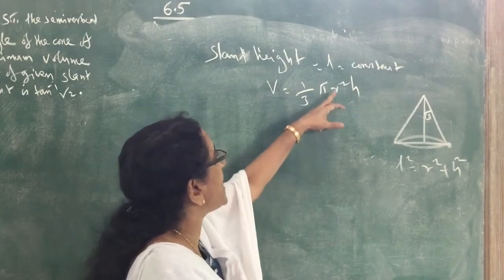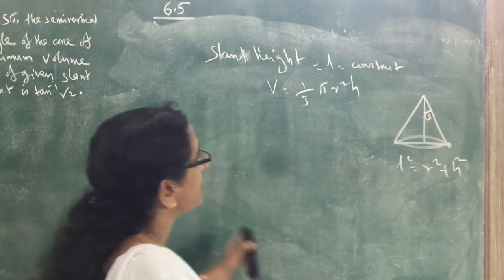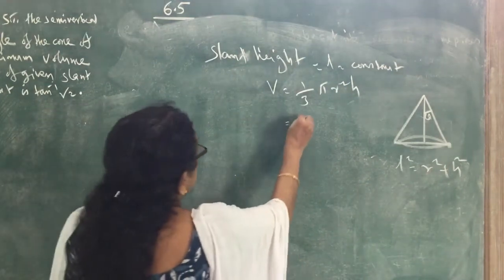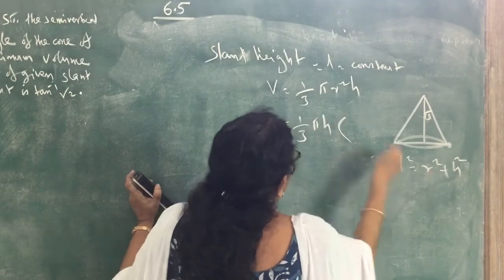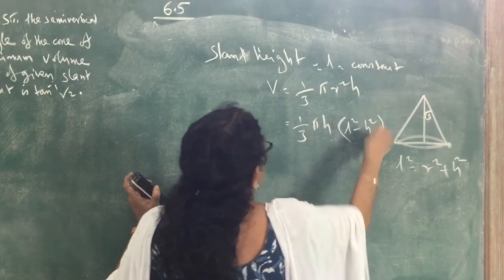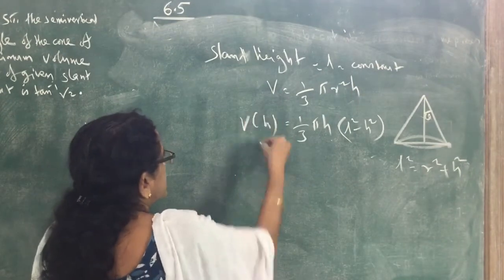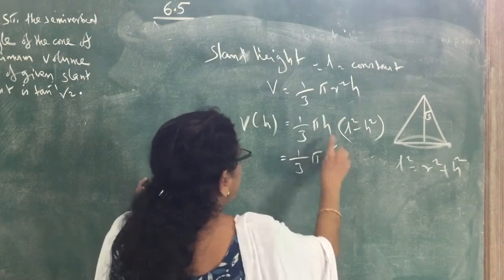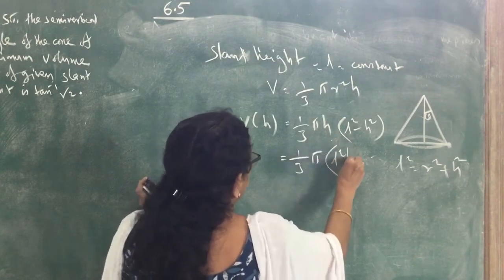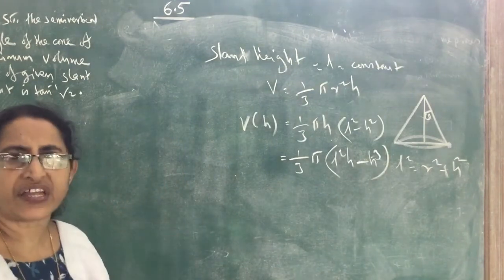It is easy to eliminate r square here because directly we get r square from this equation. So we can eliminate r square. So this is equal to 1 by 3 pi h into (L square minus h square). So we got the volume as a function of only one variable h. That is equal to 1 by 3 pi, constant, into remaining L square h minus h cube.